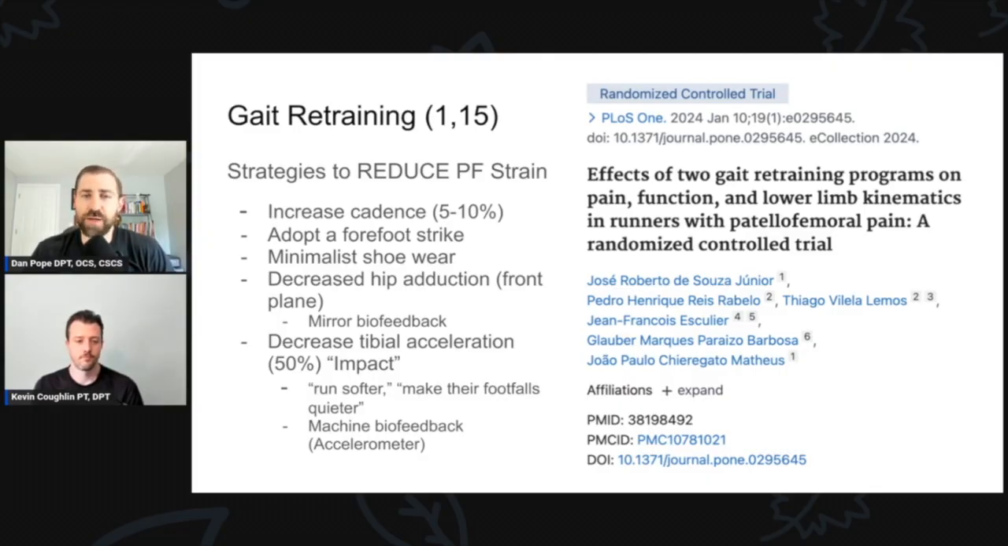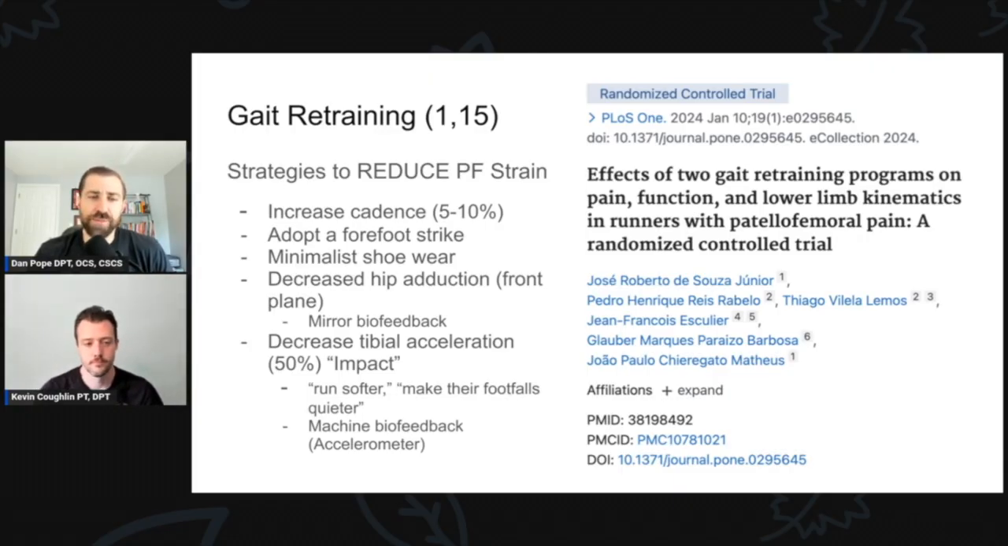The study I mentioned is called The Effects of 2 Gait Retraining Programs on Pain, Function, and Lower Limb Kinematics in Runners with Patellofemoral Pain, a randomized controlled trial. It's from 2024, which I thought was great. Love to see those new articles. Jose Roberto de Souza Jr., great name, was the first author, and I think this was open access, so you can check it out if you like. Essentially, they gave runners a cue to run softer or make their footfalls quieter. The idea is to decrease tibial acceleration.